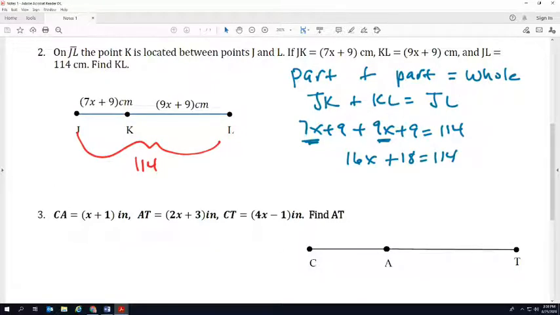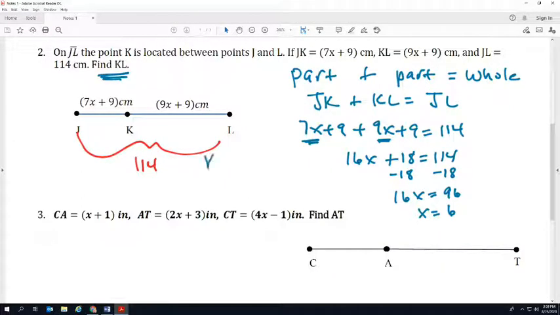Now I can solve it. I want to get x on one side, so I'm going to subtract 18 from both sides. And I get 16x equals 96. Then I'm going to divide by 16, and I get that x equals 6. So I have not finished this problem. This didn't ask me for x, it asked me for KL.